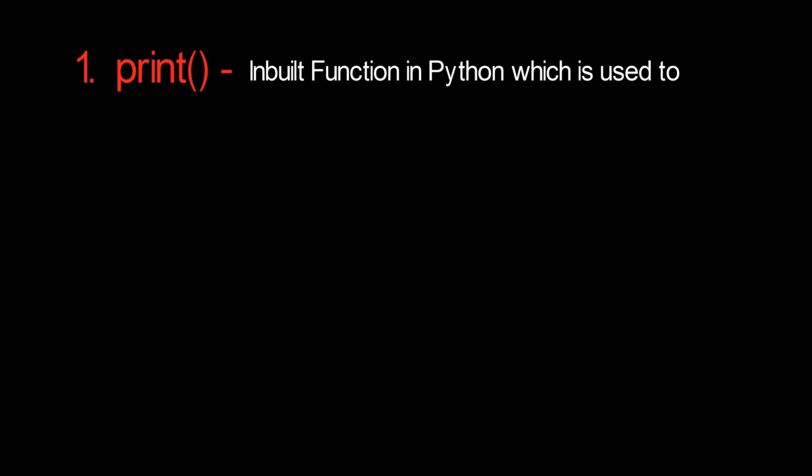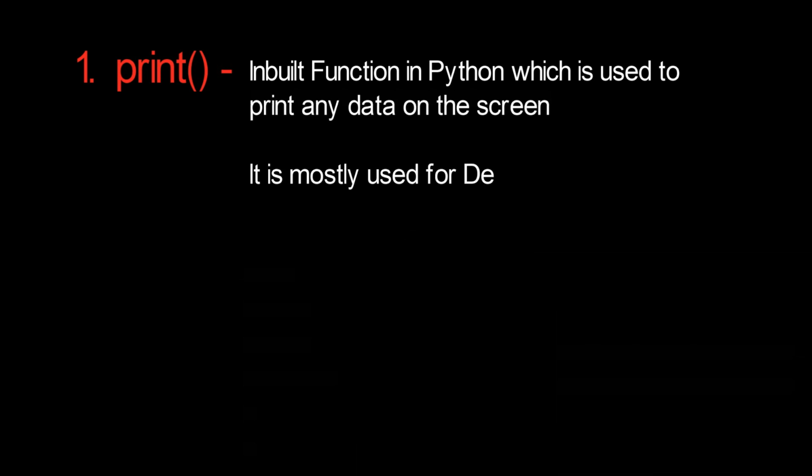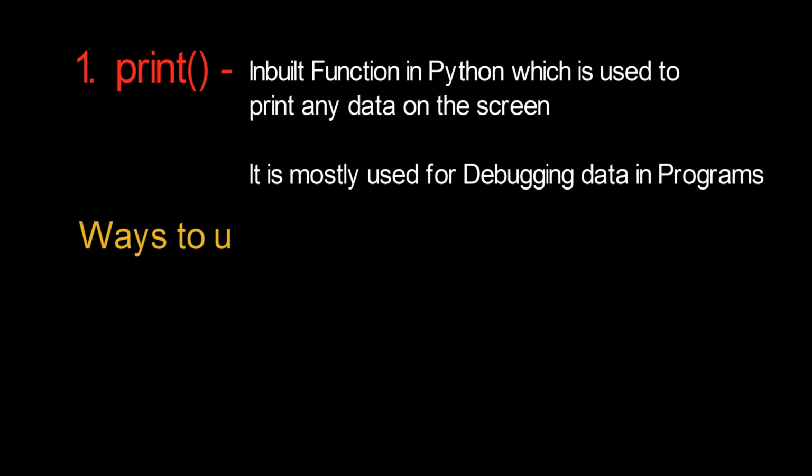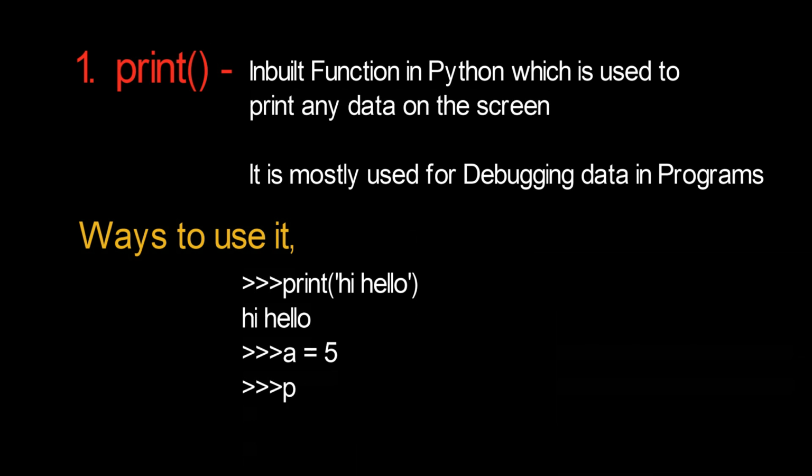First, print. It is an inbuilt function which is present in Python. As we have seen and its name suggests, it is used to print any data on the screen. It is mostly used for debugging data in programs. So there are multiple ways we can use it for printing any data. Print 'hi, hello'. It will display the result as hi, hello. For variables, a = 5, print(a). It will give the result as 5.